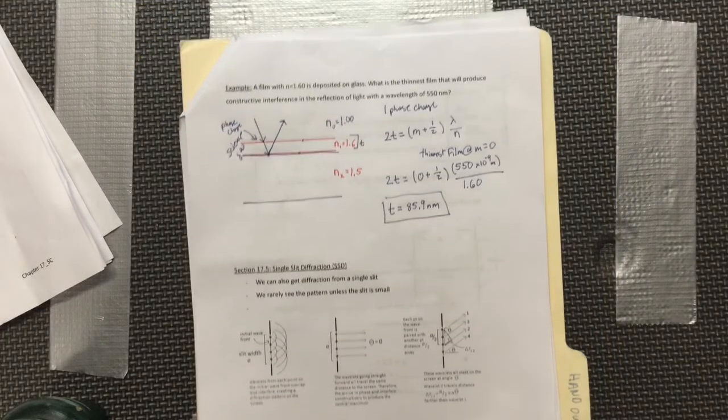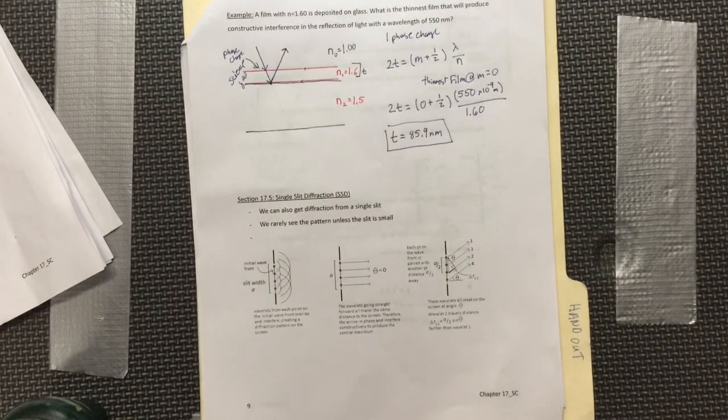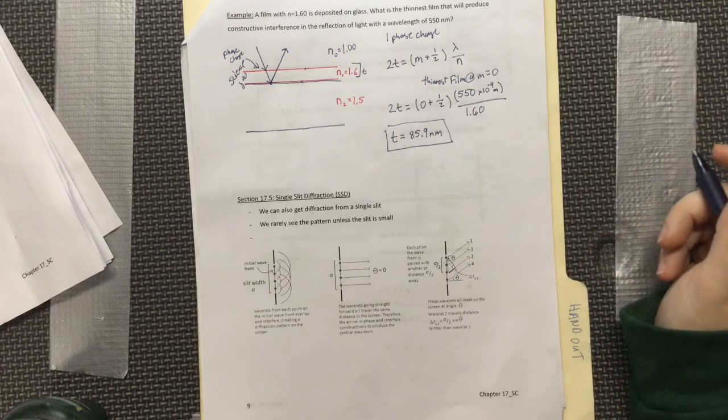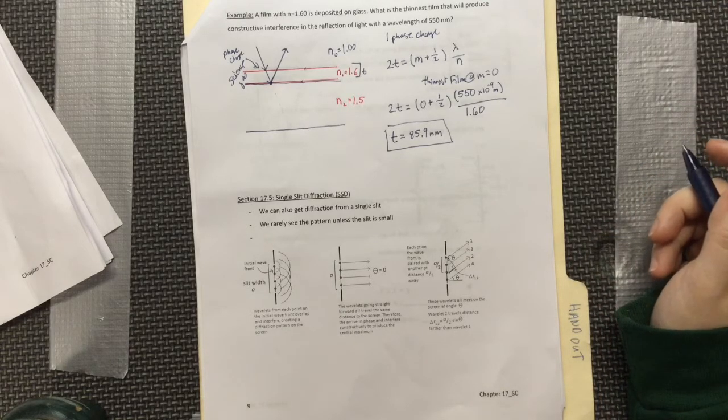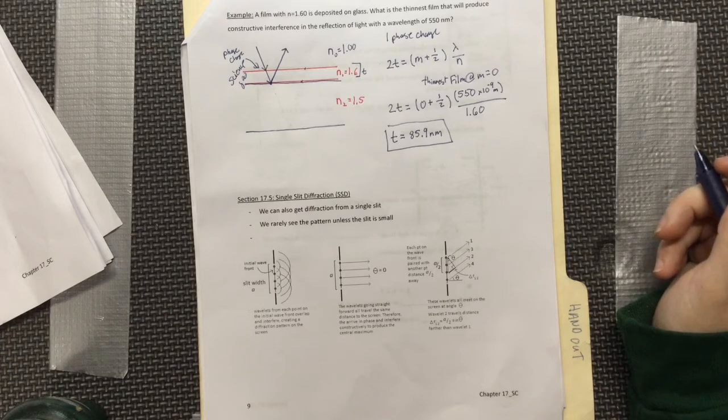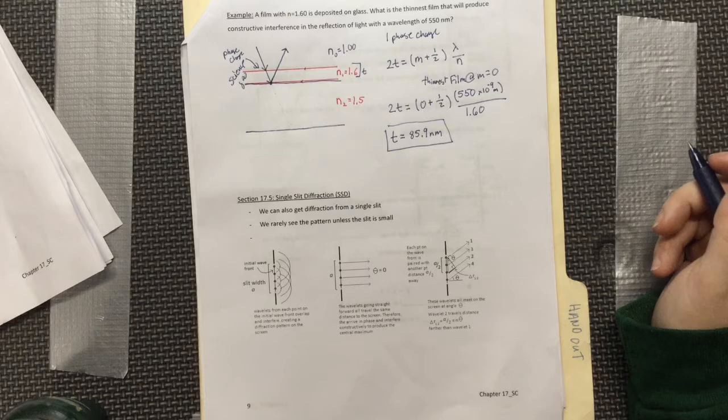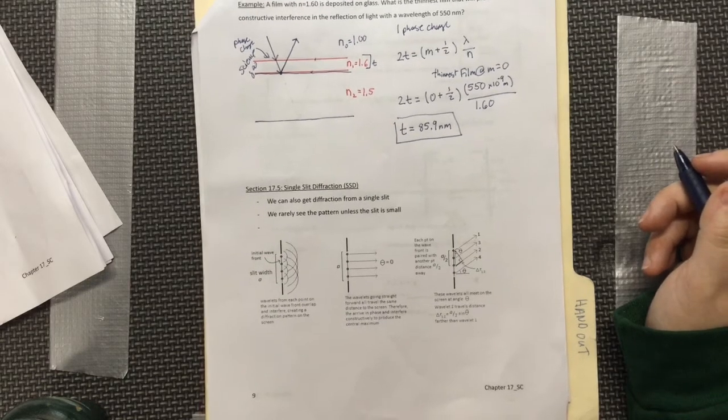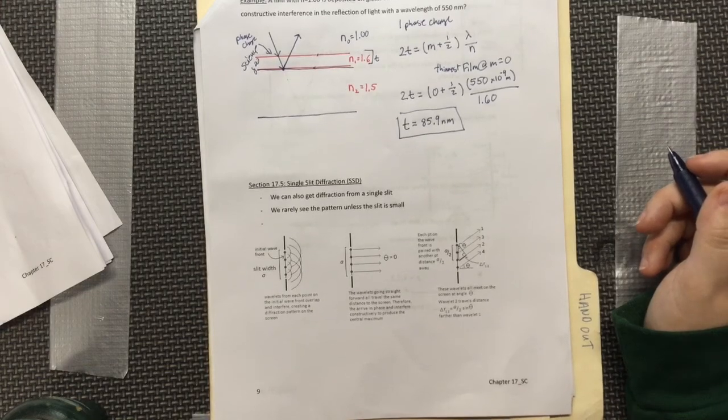Single slit diffraction. We know that we can get diffraction from double slits. We've been working with that. But you can also get diffraction from a singular slit. It's not as recognizable because the slit needs to be really small, which often doesn't let it be particularly bright. But you can have single slit diffraction.